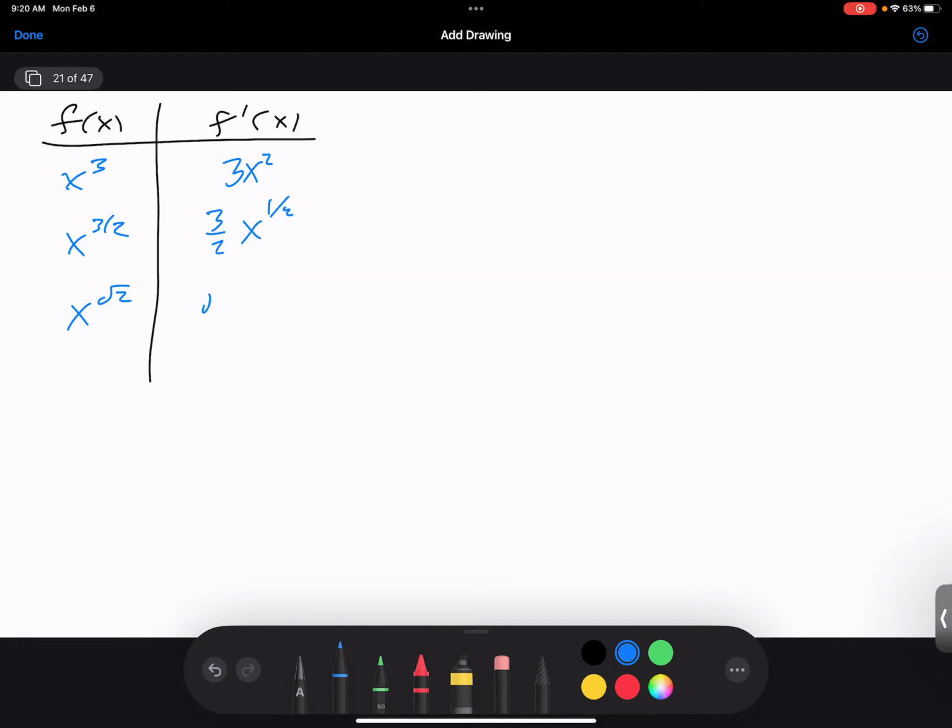Yes? Root 2 x to the square root of 2 minus 1. Square root of 2 minus 1. And more generally, if I give you x to the r as a Boston... Yes.